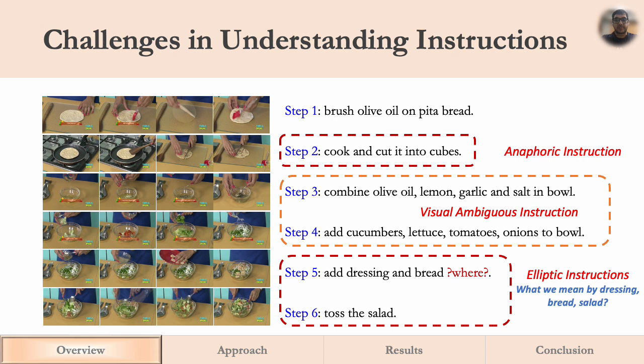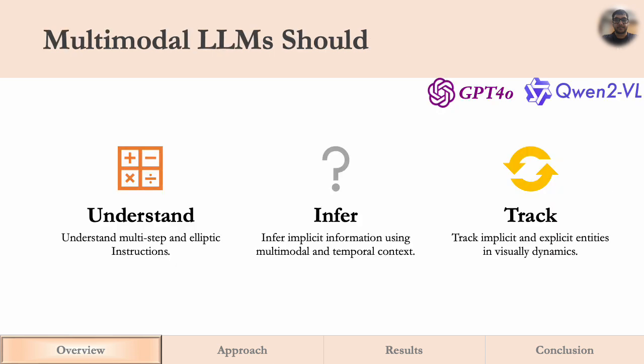Lastly, step 5 and step 6 are elliptical and require both linguistic and visual context to understand that the dressing is a mixture from step 3, and the bread is an oiled pita from step 2. These two different mixtures are added to the vegetable mixture from step 4, which is implicit from multimodal context. We want to develop systems which can understand such multi-step and elliptical instructions, and infer and track implicit and explicit entities from multimodal and temporal context. In this work, we focus on multimodal models such as GPT-4o and Qwen2-VL.